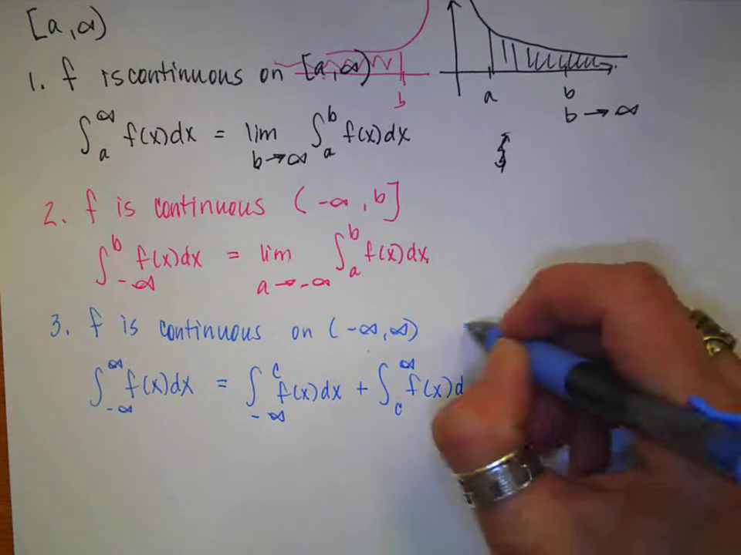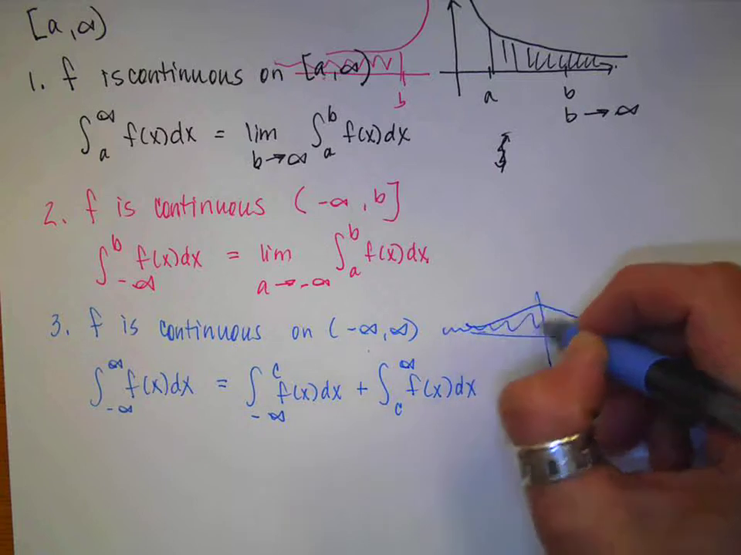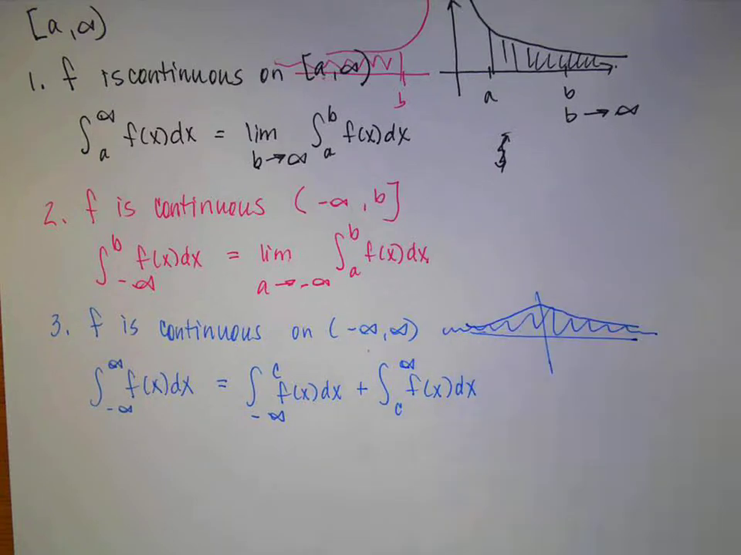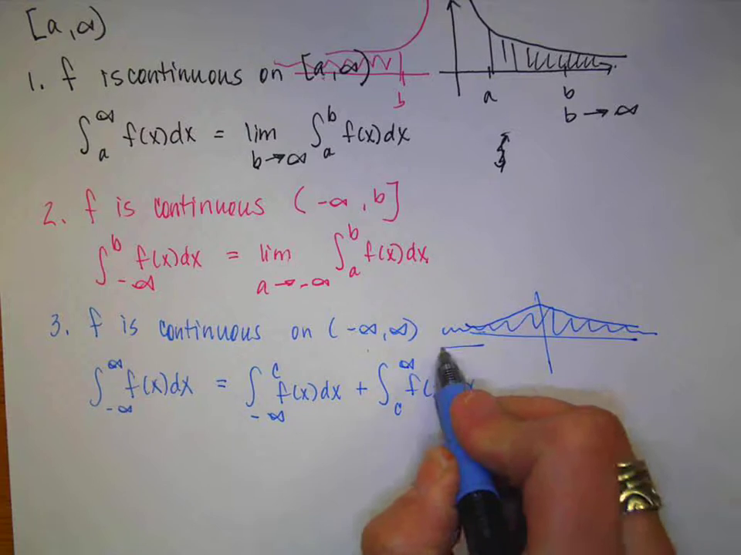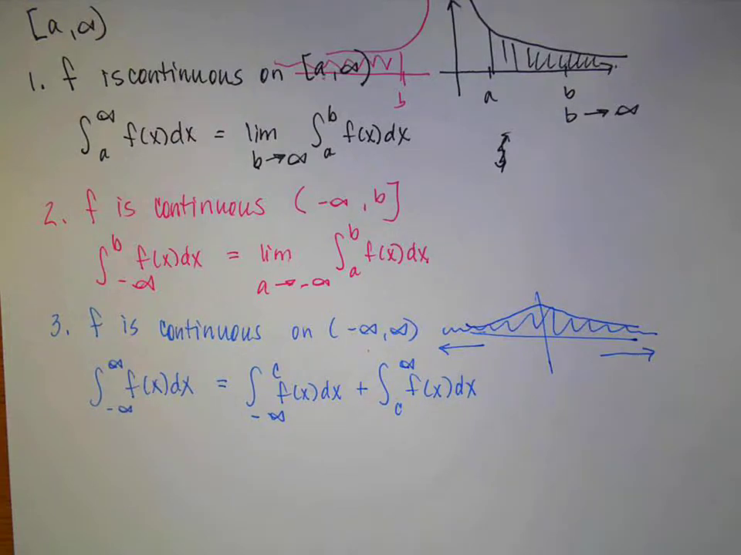So let's say my graph, because this is what popped into my head, looks something like this. And there's my area under the curve, and noticing that it continues to negative infinity, and the area under the curve continues to positive infinity, and so then I would evaluate each of these separately.